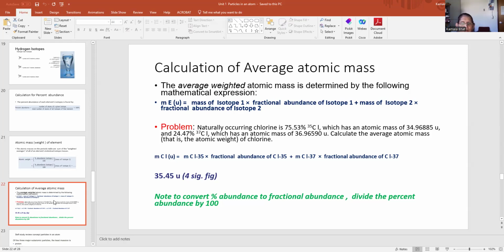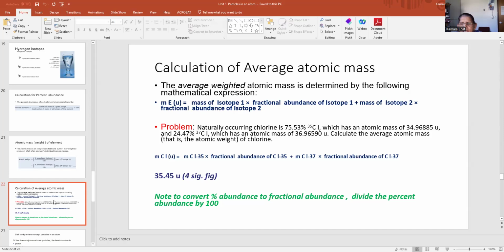So using the expression above, we multiply the mass of chlorine 35, which is 34.96885, by 75.53 divided by 100. In 100, you have 2 zeros, so shift the decimal 2 places to the left. Not divided, sorry. Start all over. 34.96885 multiplied by 0.7553, plus the mass of chlorine 37, which is 36.96590, times the fractional abundance of Cl37. The percentage of Cl37 is 24.47. If you divide it by 100, it becomes 0.2447.